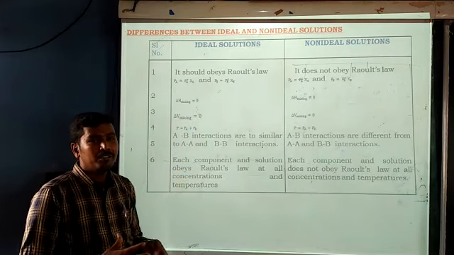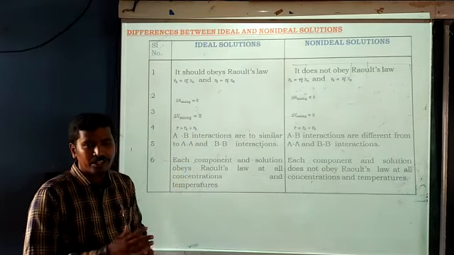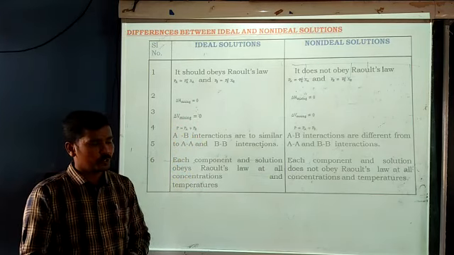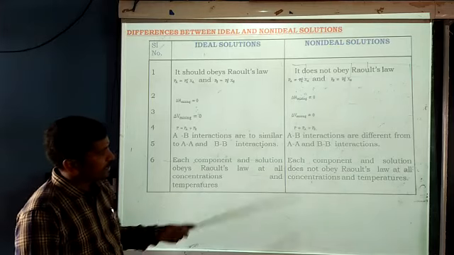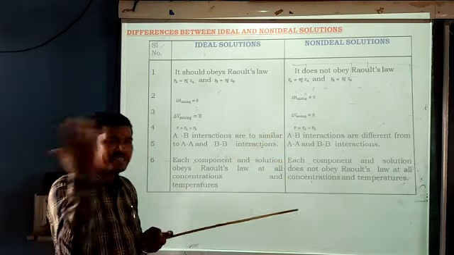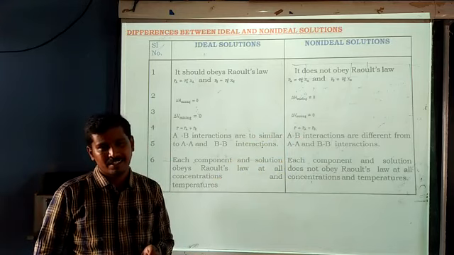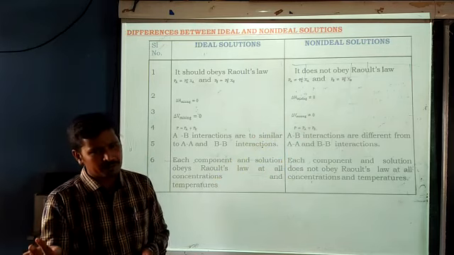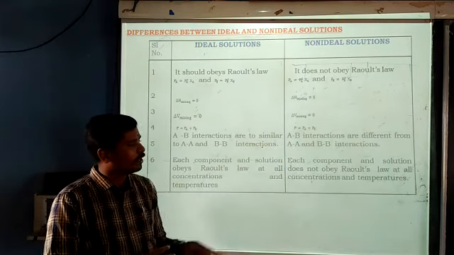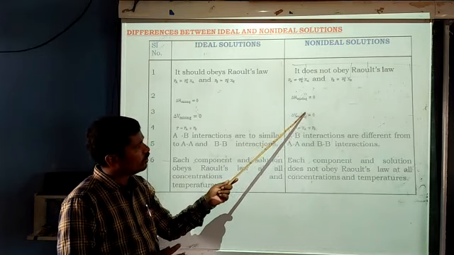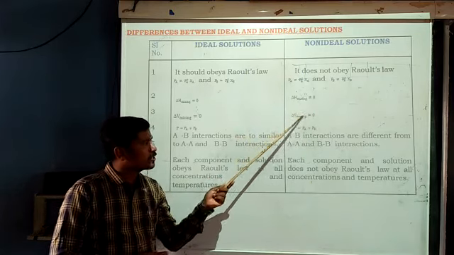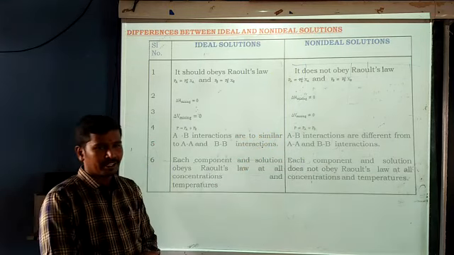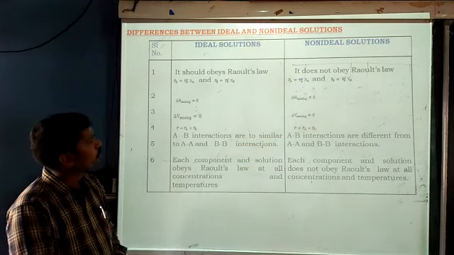That means the volume neither increases nor decreases while you mix the two components, solute and solvent. But in case of non-ideal solutions, sometimes the volume increases and sometimes the volume decreases. So sometimes it will be a positive value and sometimes a negative value. Then also it is not equal to 0. So non-ideal solutions have delta V mixing value not equal to 0.